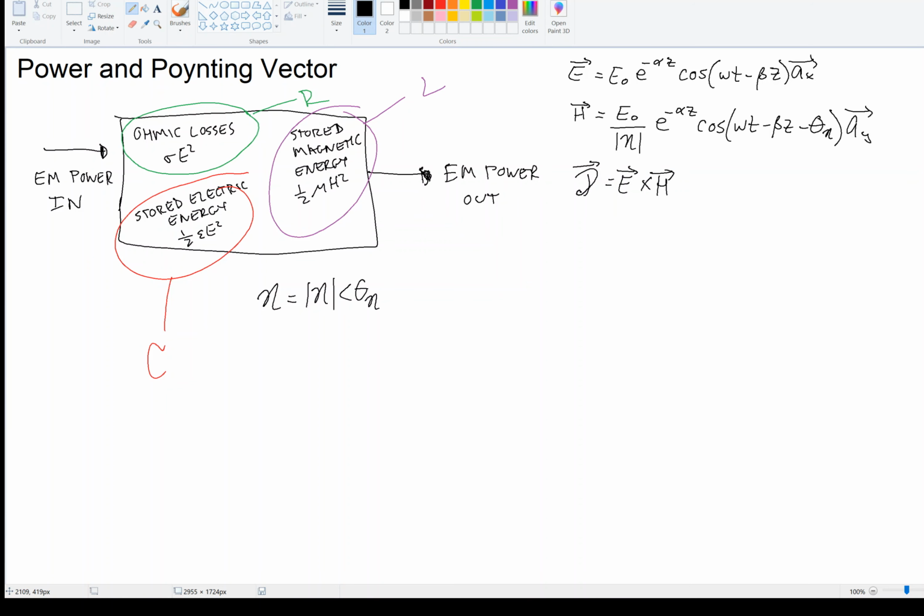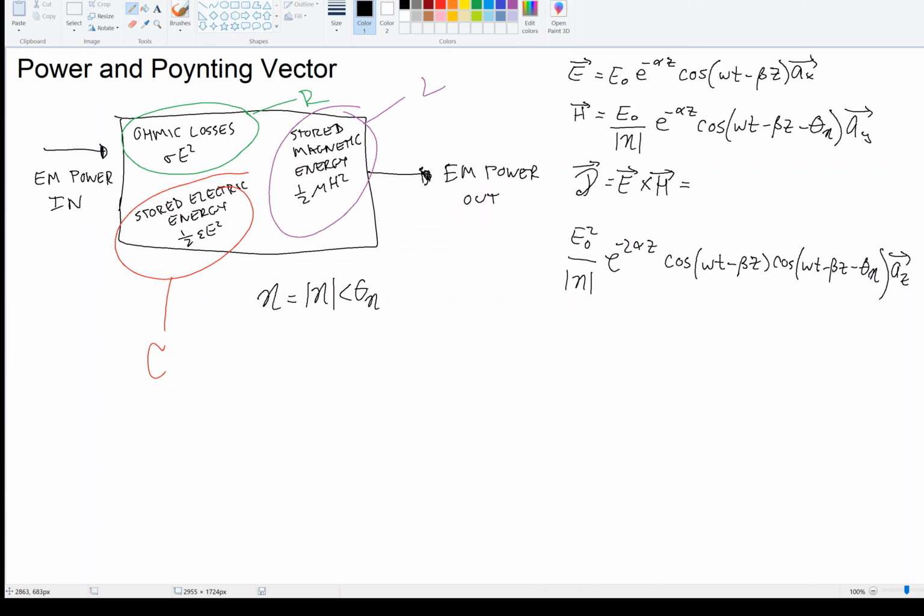When you do the cross product here, you get E0 squared from the multiplication, over the absolute value of eta, and then you get e to the negative 2 alpha z as your exponent, because same base, add the exponents when you multiply. And you get cosine of omega t minus beta z times cosine of omega t minus beta z minus that angle. And which direction is this in? Remember, the Poynting vector points in a direction perpendicular to both. a_x cross a_y gives you a_z.